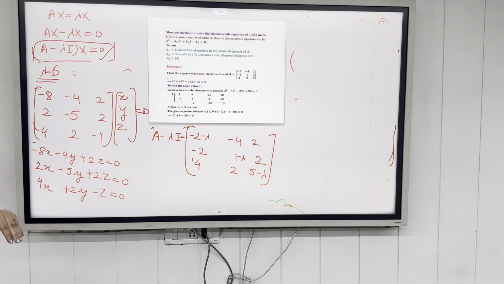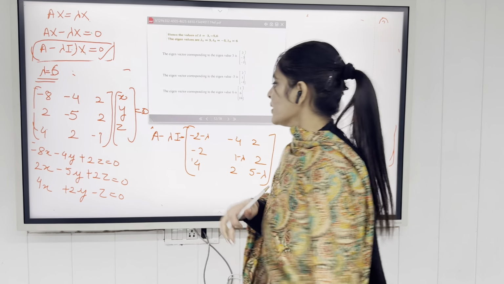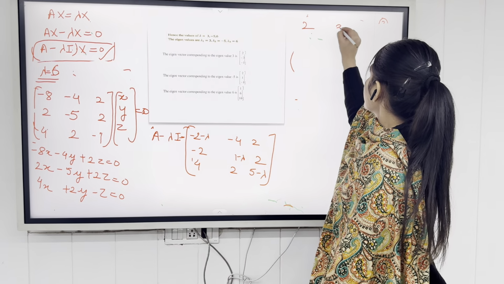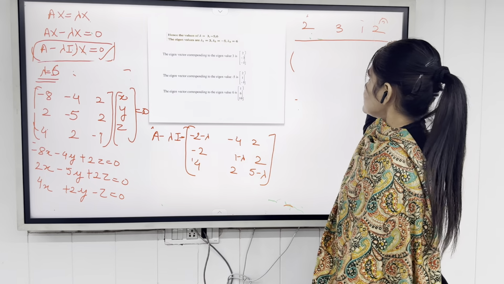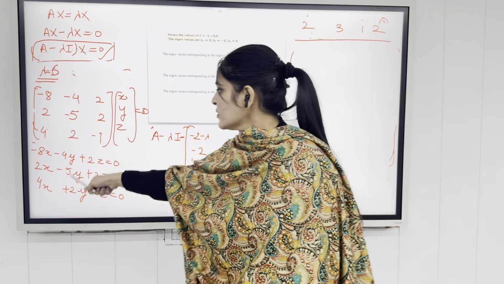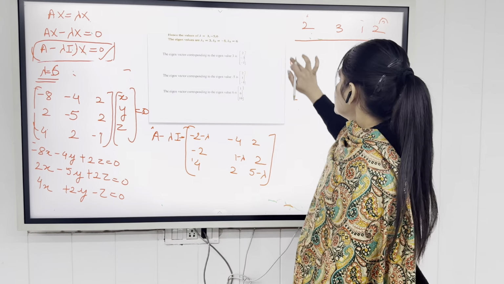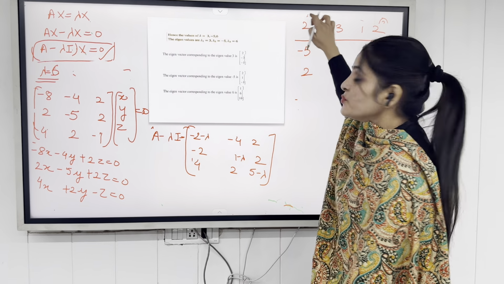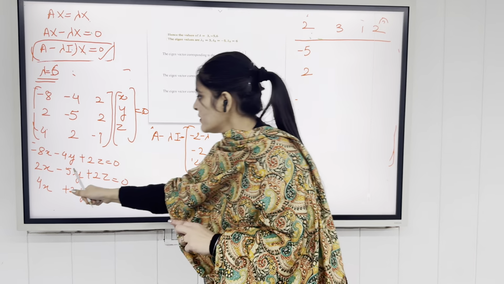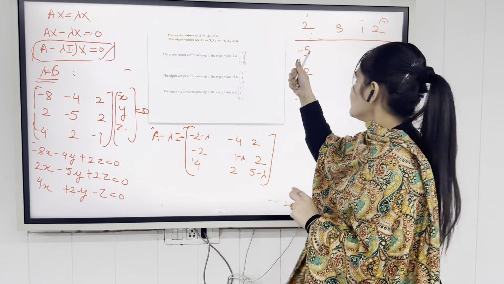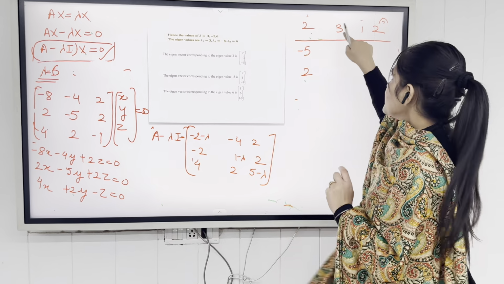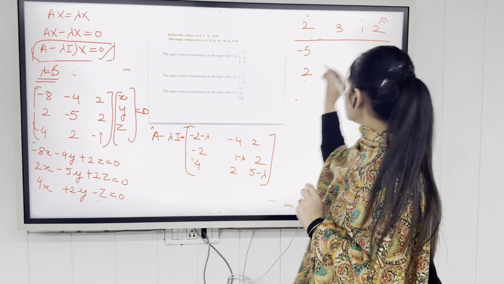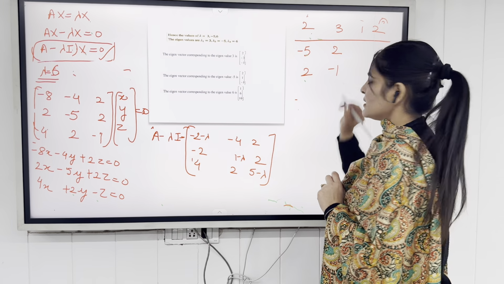Again, all the equations are distinct. You can pick and choose any two equations. I am taking again the bottom two equations. The rule is 2, 3, 1 and 2. 2 means the second variable. Pick the coefficients of the second one. Second variable coefficients are minus 2 and 2. It means we have chosen y. The coefficients of y will be minus 5 and 2. The next will be the third variable. Third variable is z, so the coefficients of z are 2 and minus 1.